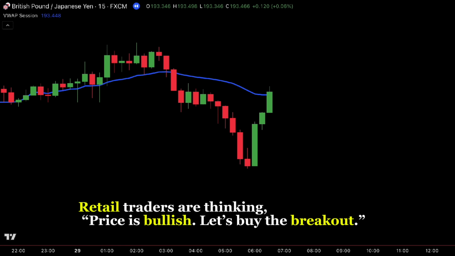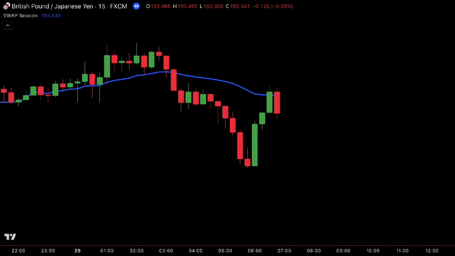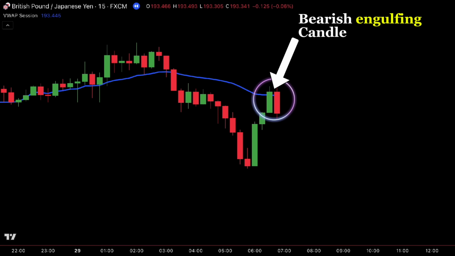Retail traders are thinking, price is bullish, let's buy the breakout. And right there, you get a big bullish candle. But then, a bearish engulfing candle slams straight through it. Here's how you trade it.